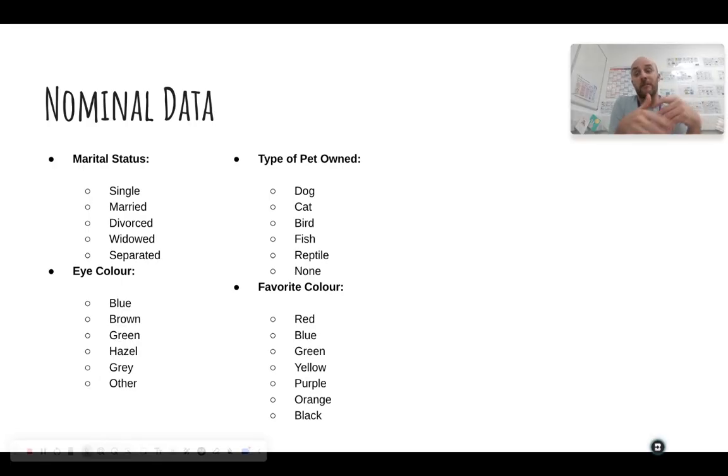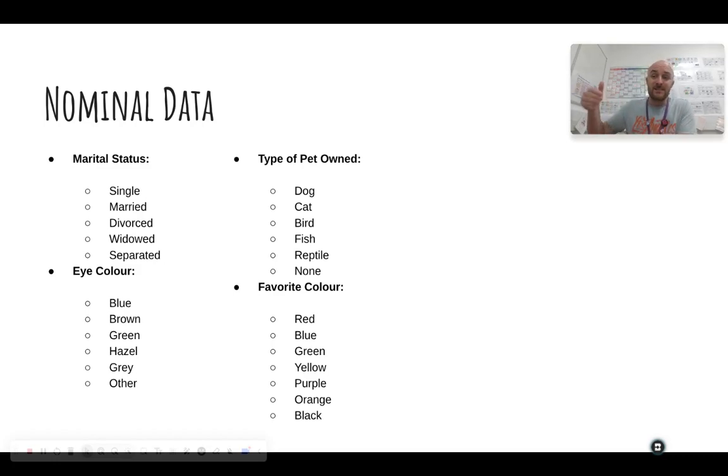You might have a bird. You might have a cat. You might have a dog. But generally speaking, you only have one marital status. You only have one eye colour. You only have one favourite colour. Generally speaking, my favourite colour is purple, for example. My favourite colour is purple.